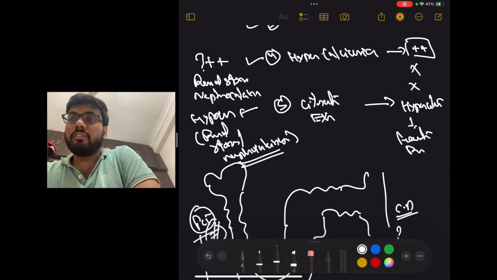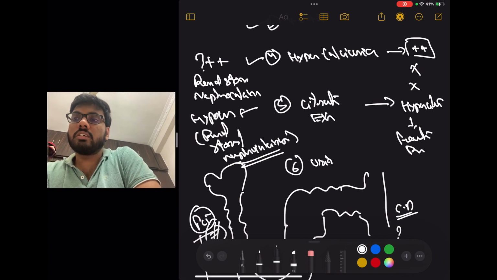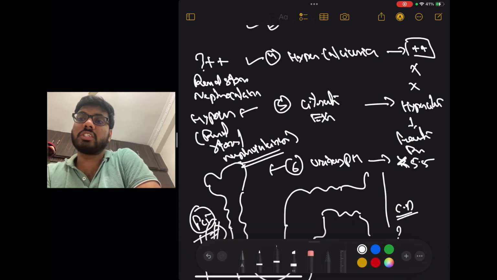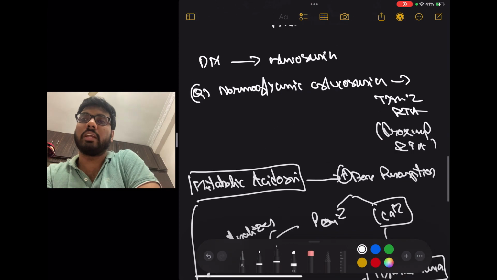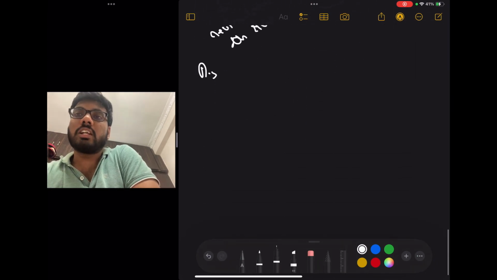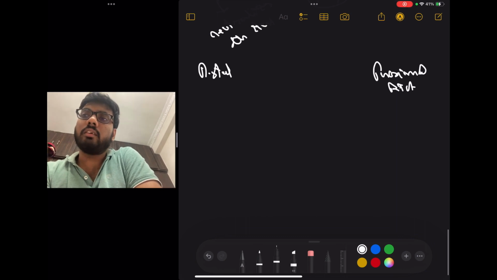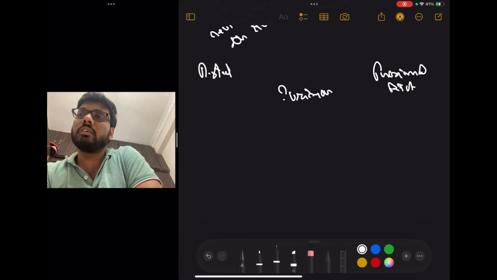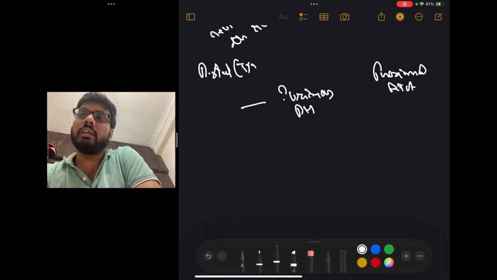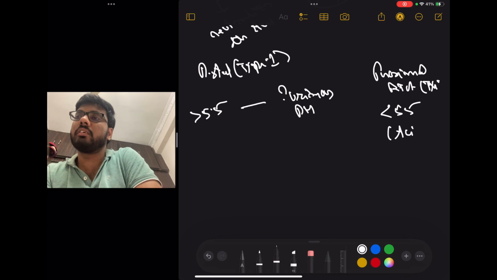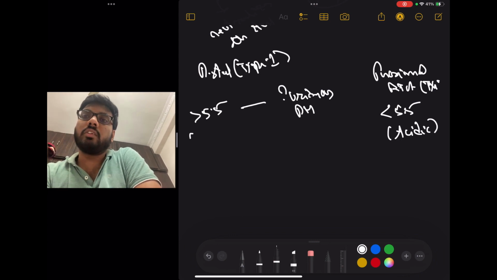Right. Another way of differentiating, the sixth point here, the urinary pH. In case of proximal RTA, it is less than 5.5, that is acidic urine. But in case of distal RTA, it is more than 5.5, that is alkaline urine. Why alkaline urine? So if we have distal RTA and we have proximal RTA, in terms of urinary pH, in distal RTA, nothing but type 1 RTA, proximal is type 2 RTA. Here the urinary pH is more than 5.5, that is alkaline. Here it is less than 5.5, that is acidic urine. Okay, it is alkaline urine.